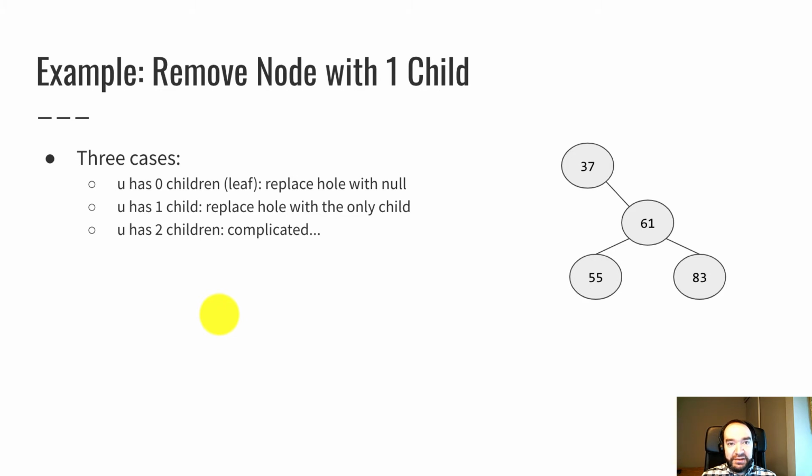Okay, let's look at the second case. What if I remove a node U that has exactly one child, not 2 children, not 0 children, but one child? Let's say, for example, I remove the root 37. So remove node U, where U is a pointer to the 37 node. This says we'll replace that hole with the only child. Taking 37 out of the tree creates this temporary hole here. There used to be a root node.